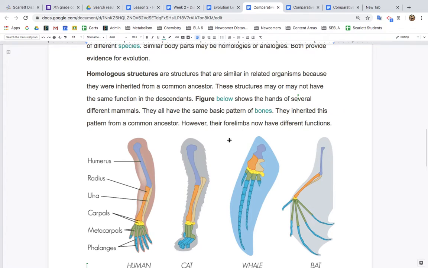The figure below shows the hands of several different mammals: human, cat, whale, bat. They all have the same basic patterns of bones. They inherited this pattern from a common ancestor. However, their forelimbs now have different functions or different jobs, right? We use our hands to pick things up. Bats use their hands as wings.